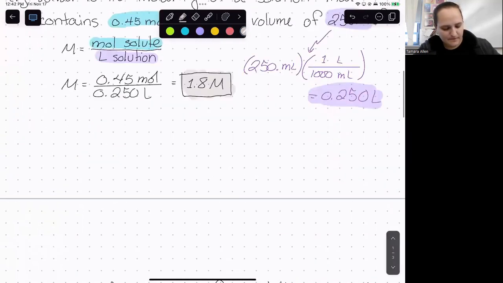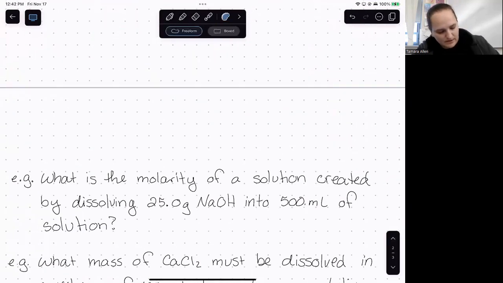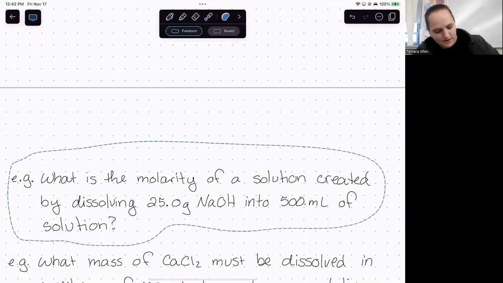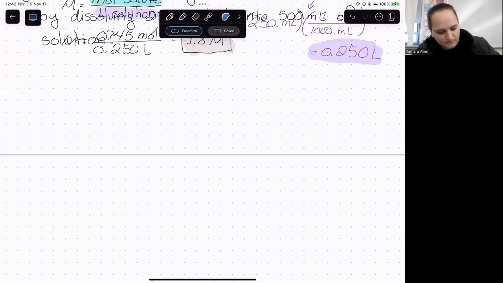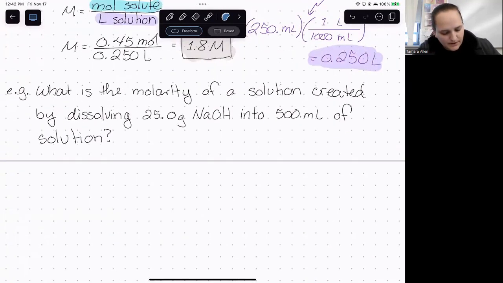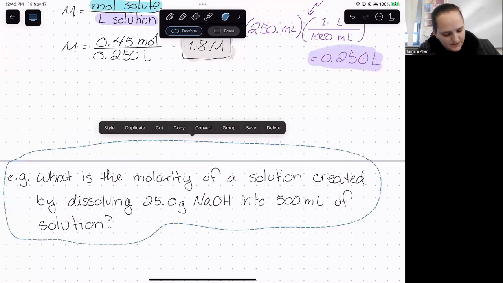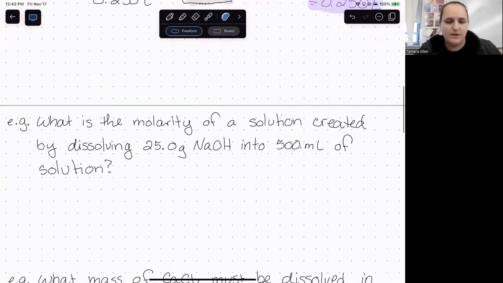Next up, kick the complexity up one notch. What is the molarity? Let's just do this on the second page, I guess. What is the molarity of a solution created by dissolving 25 grams of sodium hydroxide into 500 milliliters of solution?